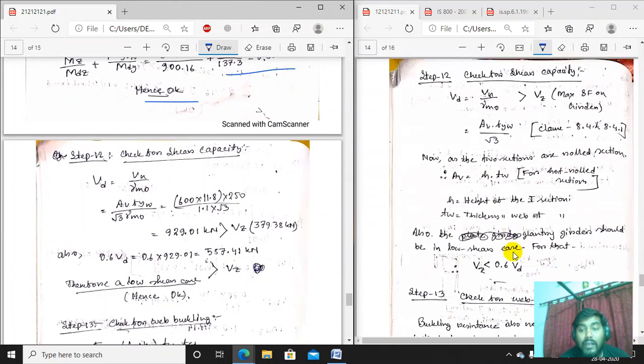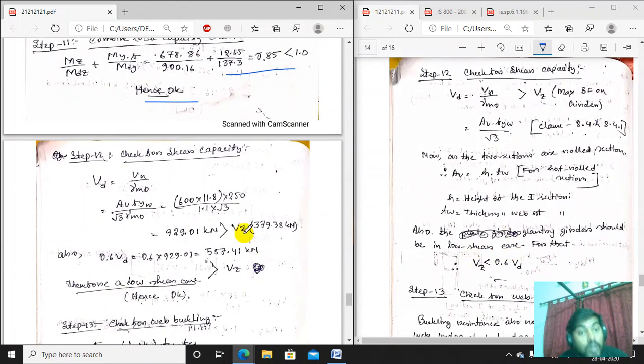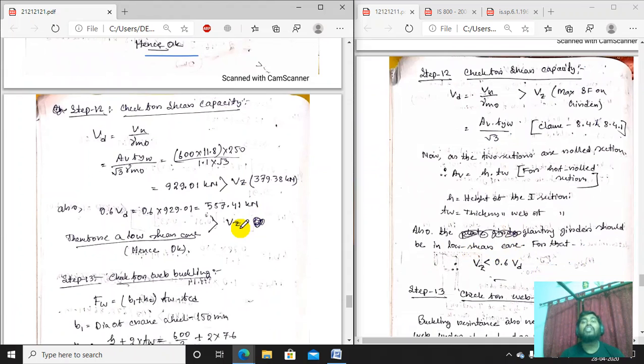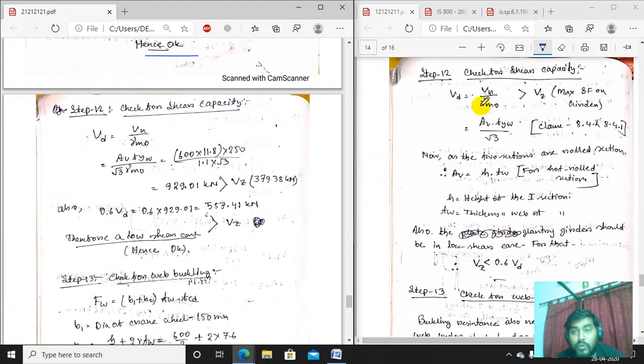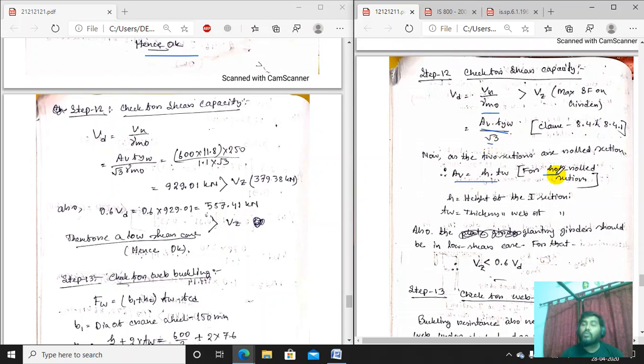Now coming to the shear capacity check. Very much important, because here we will know if this is a low shear or a high shear case. So first VD we have to find out by Vn by gamma M0. Vn is equal to AV Fy by root 3. AV means H into TW, because hot rolled section. Both channel and the I section are hot rolled. So for hot rolled section we are taking H into TW.